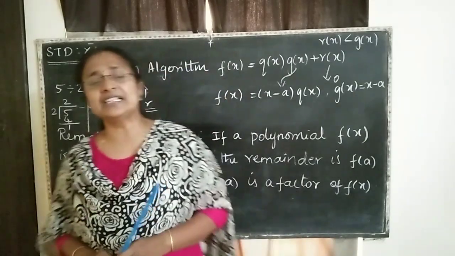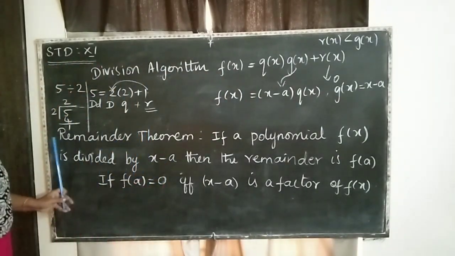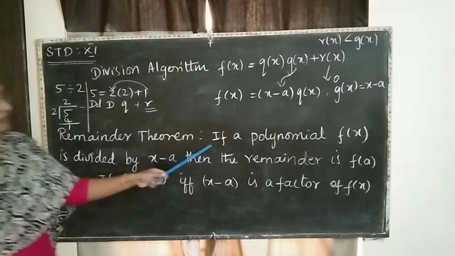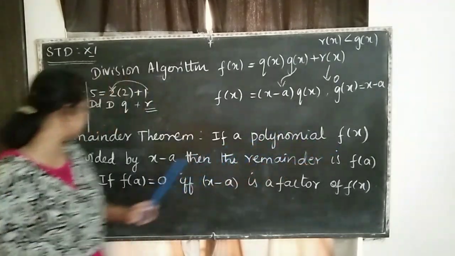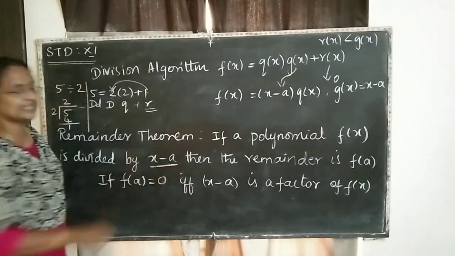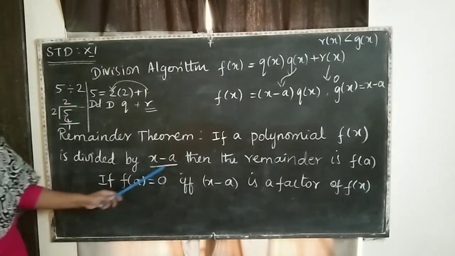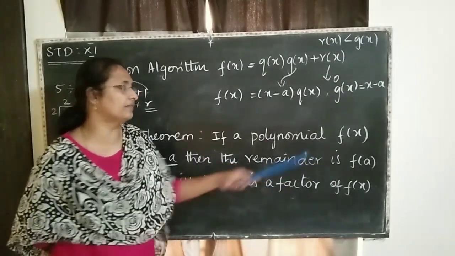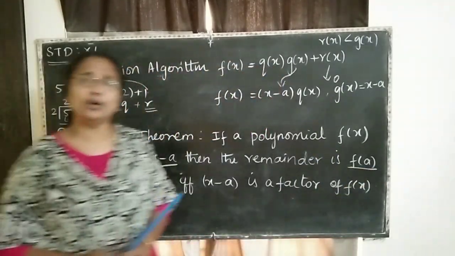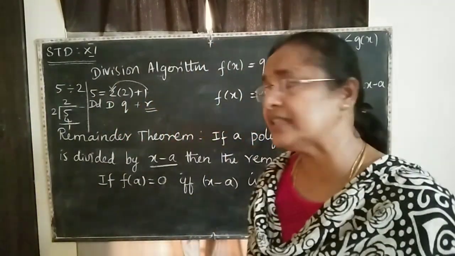Now, already we have learnt in our smaller classes what is meant by the remainder theorem. So, what is the remainder theorem? If a polynomial f of x is divided by x minus a, this x minus a stands for the factor, isn't it? Then the remainder is f of a. Then the remainder is given by f of a. Do you know how we will proceed with the remainder theorem?